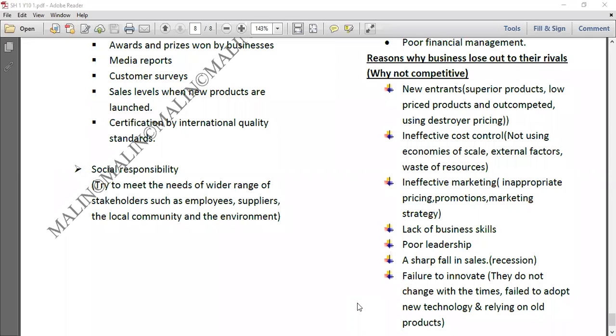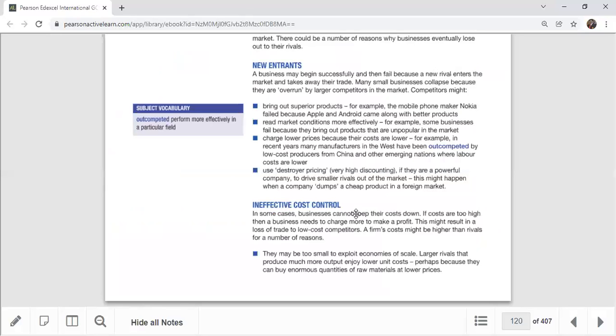Yes, a business will eventually fail because of ineffective cost control. In some cases, a business cannot keep its costs down. If costs are too high, then the business needs to charge more to make a profit. This might result in a loss of trade to low-cost competitors. A firm's costs might be higher than its rivals' for a number of reasons. Cost control plays a very important role in a business organization.